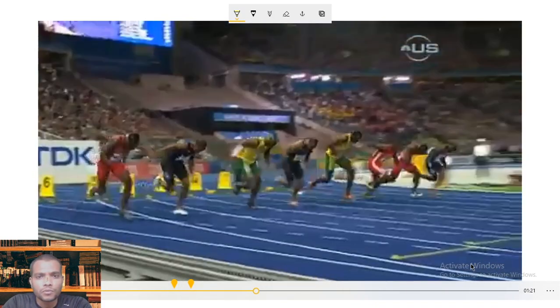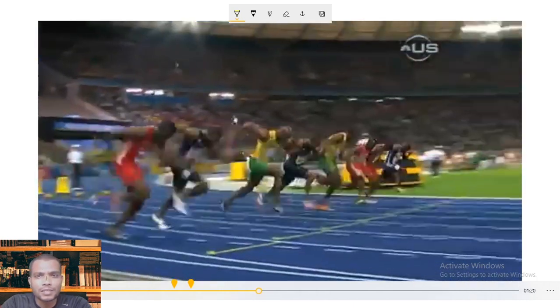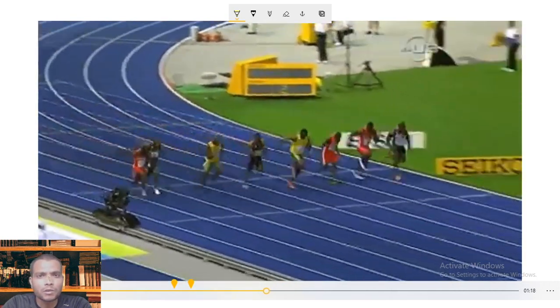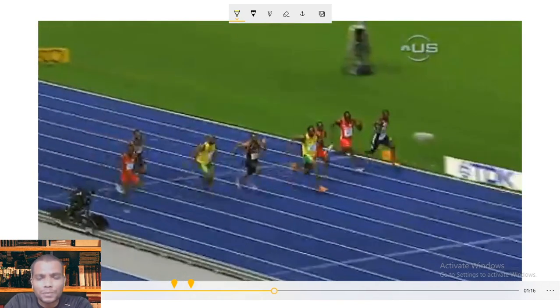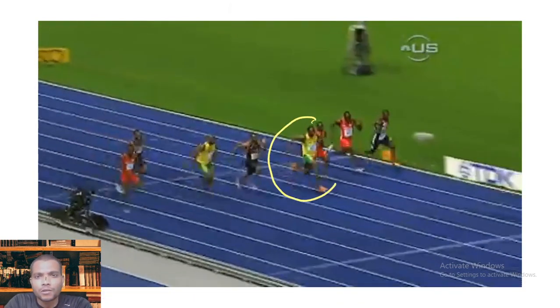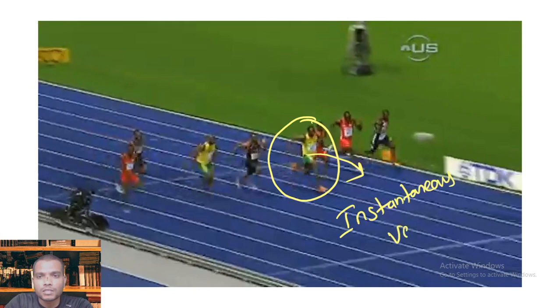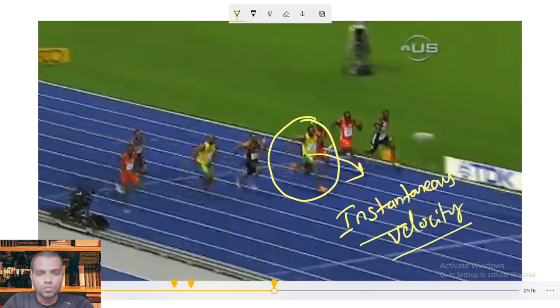So if an object is moving, I would like to know the velocity of the object at that particular instant. That velocity we define as instantaneous velocity. So let us understand how to calculate instantaneous velocity.